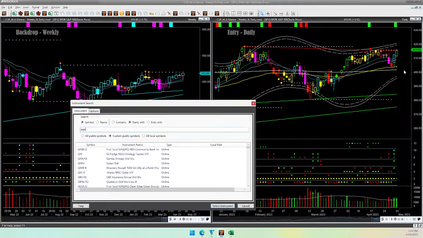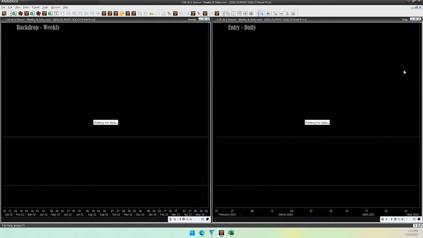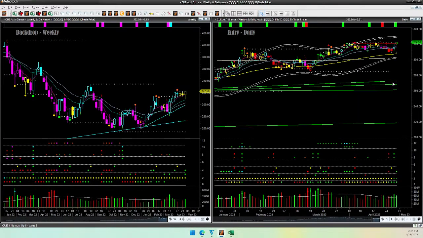Okay, what about QQQ? It was the strongest of the market ETFs, and this also broke out nicely on Friday. Again, the flow signal came on Thursday itself, and Friday breakout. Weekly closed right at the very top. Again, very bullish sign.